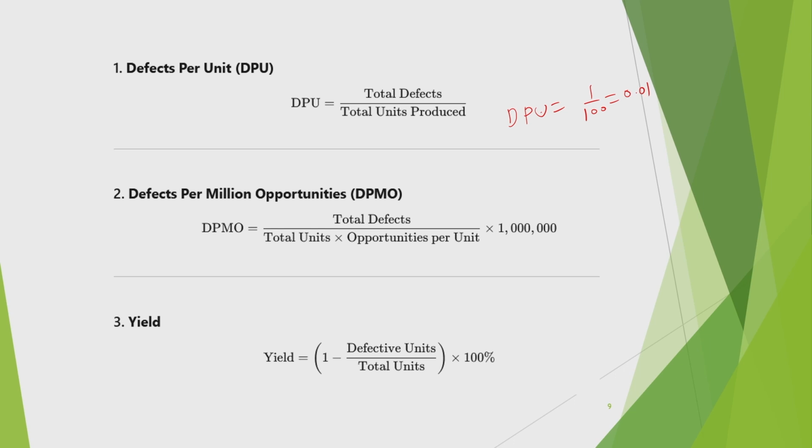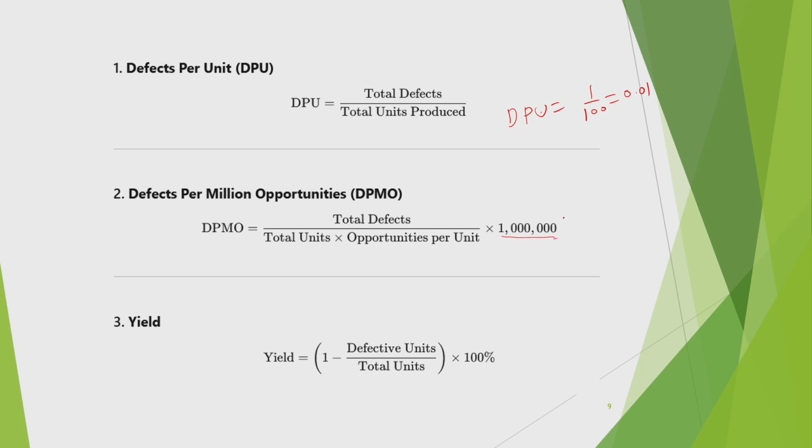Another important term is defects per million opportunities. An opportunity is where a defect can occur. So how do we calculate it? Here, DPMO is total defects, in a similar way, divided by total units and opportunities per unit. In each unit there are 3 ways a defect can occur, so therefore it will be 300, multiplied by per million opportunities. That's why you multiply by 1 million. That means 10 lakh, 1 into 10 to the power 6.